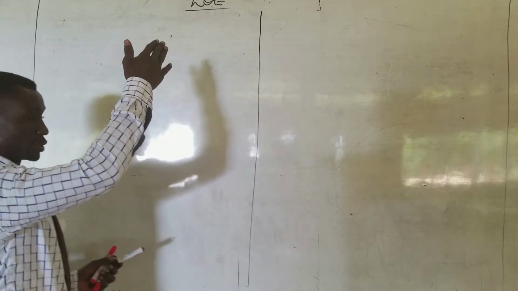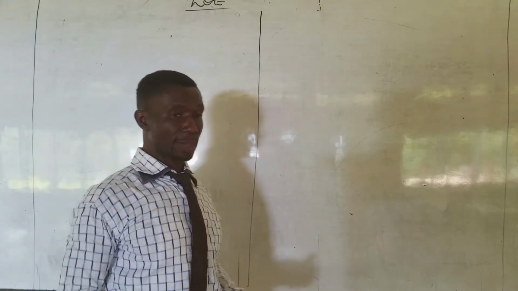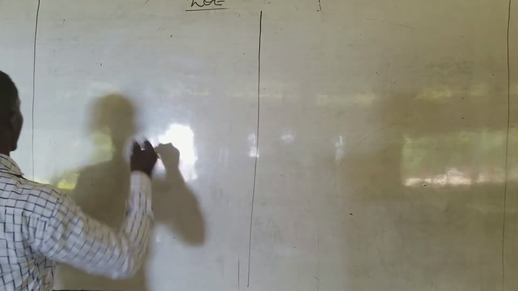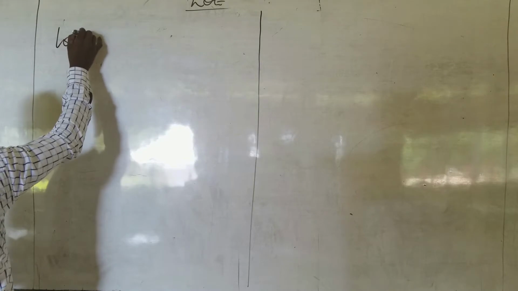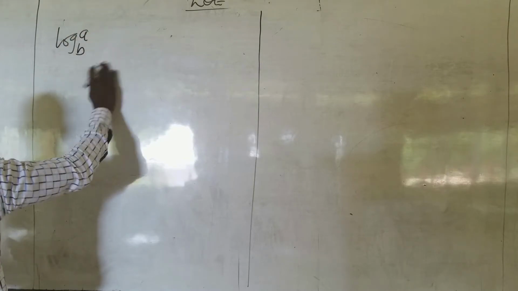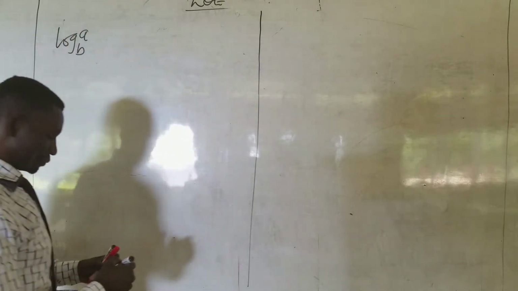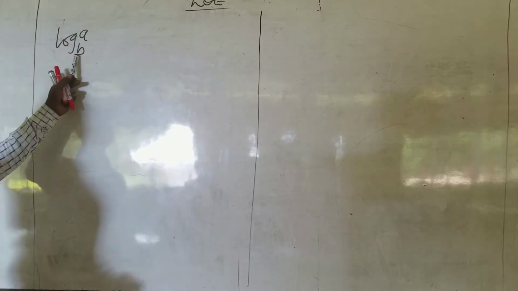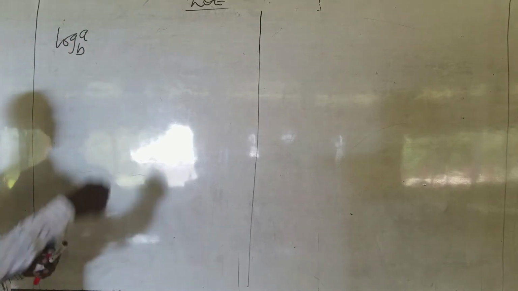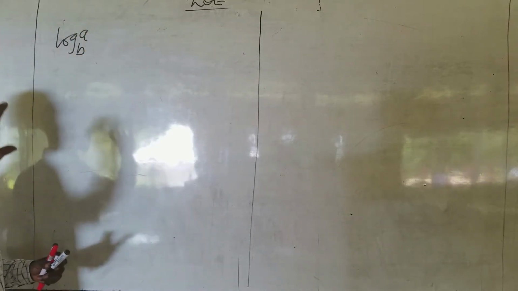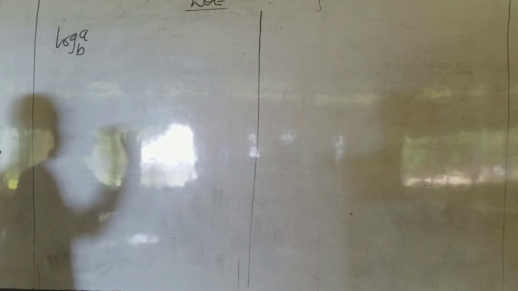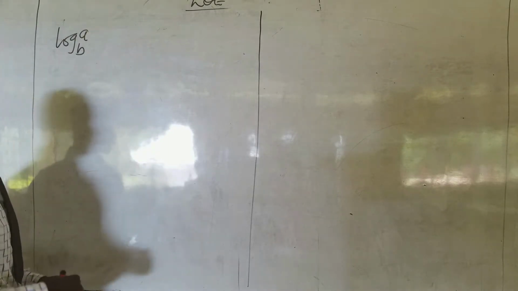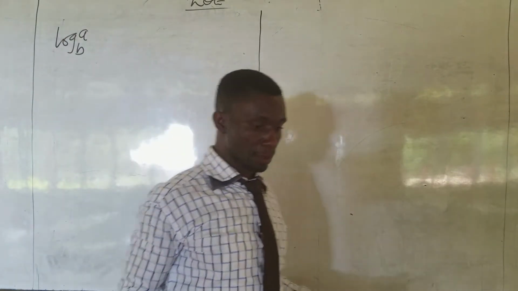The topic is logarithms. So what is a logarithm? That is one fundamental thing that we have to have a look at. If you have log A base B, it means the exponent that B must be raised to in order to give you A. That is the most important thing that we are looking for. What power will B be raised to give you A? And that power is the answer.